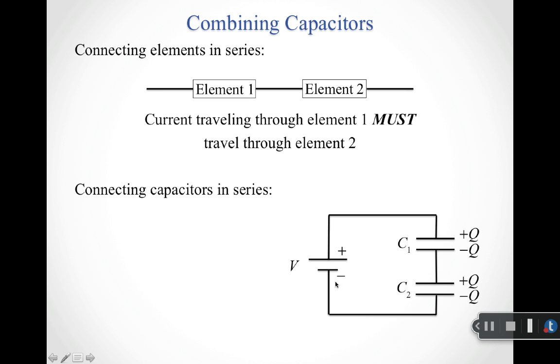And in fact, from the perspective of the battery, what's very interesting when I combine two capacitors in series is that the battery basically sees a positive plate here and a negative plate here. It doesn't see any of the rest of this. So from the battery's perspective, it's saying there's only a single capacitor here, and I'm putting plus Q up on this one and minus Q down on this one.